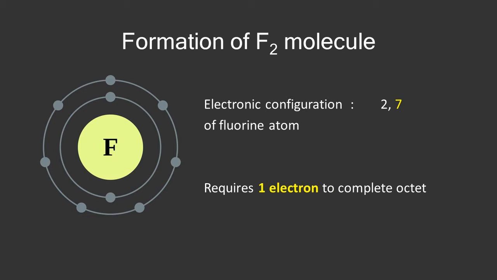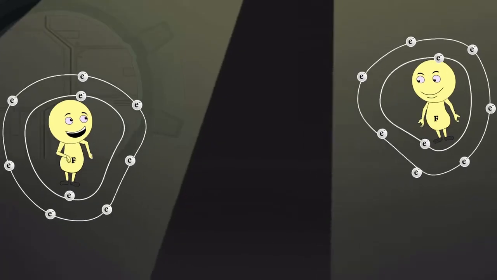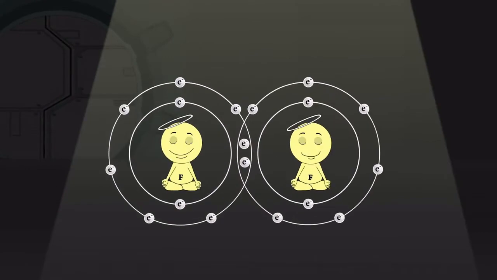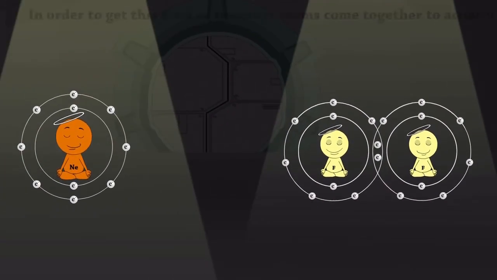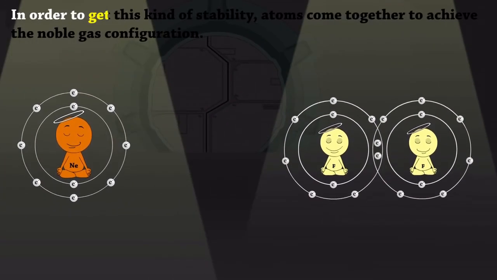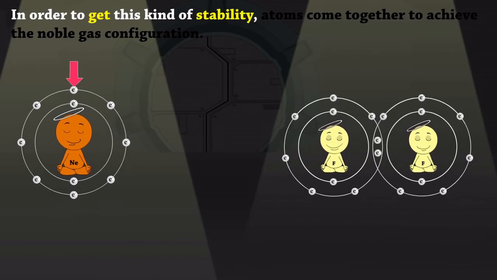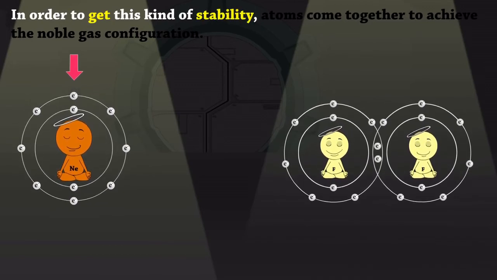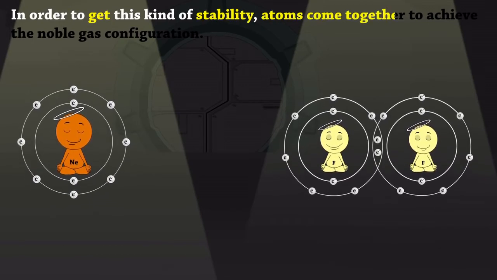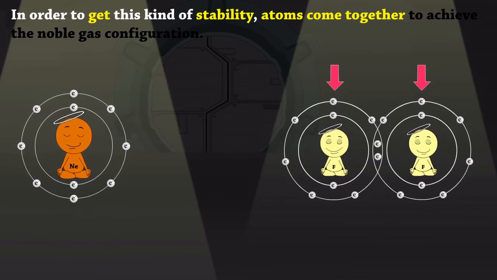The electronic configuration of fluorine atom is 2 and 7. So fluorine atom has 7 electrons in its valence shell or outermost shell, and it requires one more electron to complete the octet. In order to attain the stability of the noble gas neon, fluorine atoms come together and share electrons to achieve the configuration of neon.